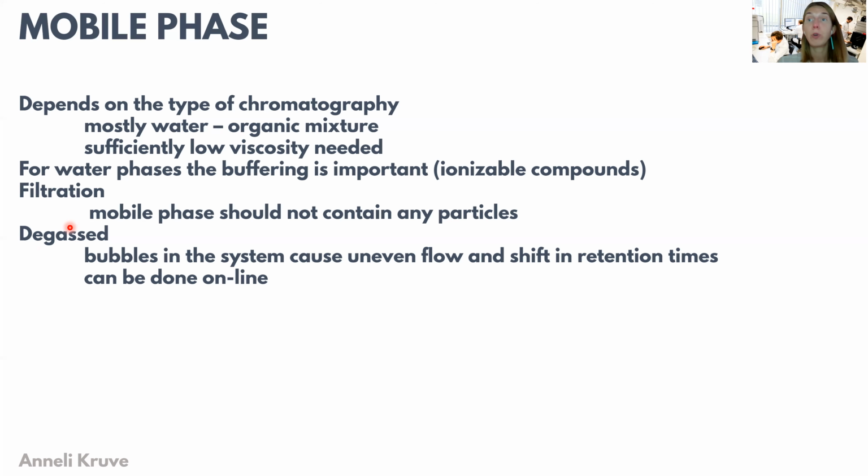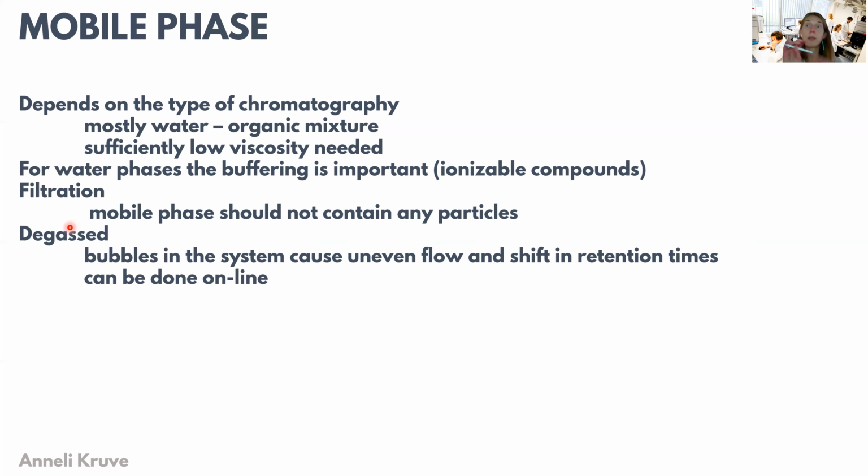Also, it's very important to degas the mobile phases, and usually this is done online. And this is important for two reasons. Firstly, when the mobile phases are not degassed, then bubbles can form in the pumps. And what happens when the bubbles form is that the pressure in the system starts fluctuating. And with the pressure also the flow rate starts fluctuating.